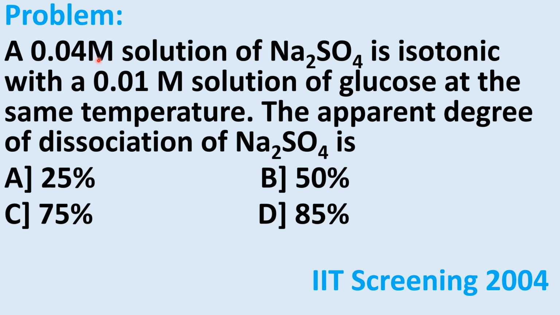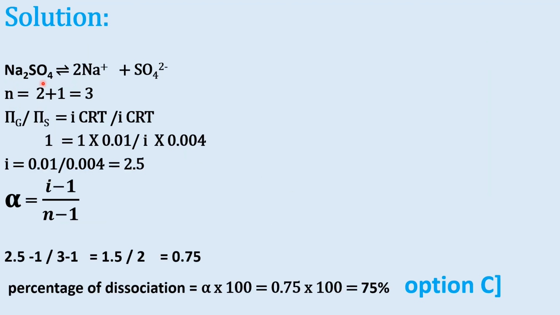A 0.04 molar solution of Na2SO4 is isotonic with a 0.01 molar solution of glucose at the same temperature. The apparent degree of dissociation of Na2SO4 is: option A 25%, option B 50%, option C 75%, option D 85%. Sodium sulfate Na2SO4 dissociates to give 2 Na plus and 1 SO4 minus 2 ion. Therefore, value of n is equal to 2 plus 1, that is 3.